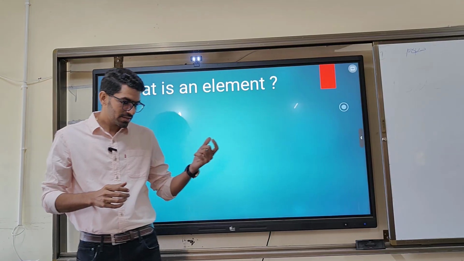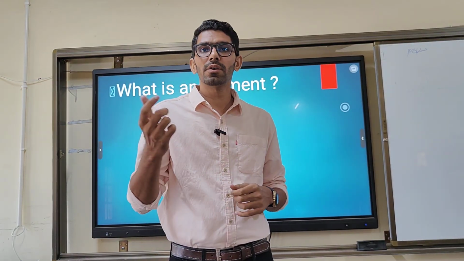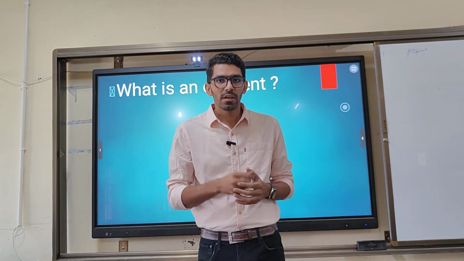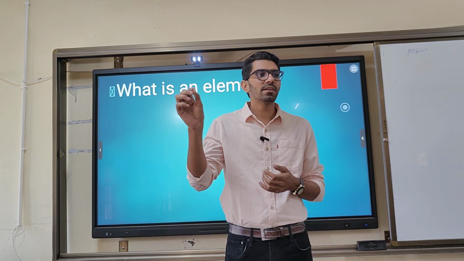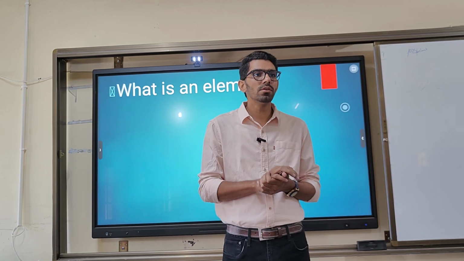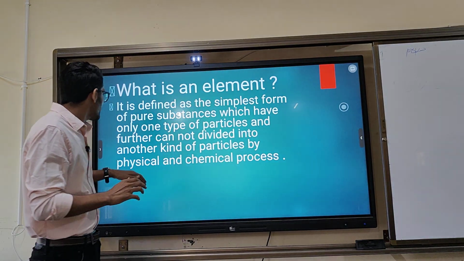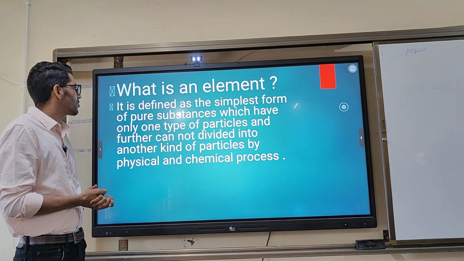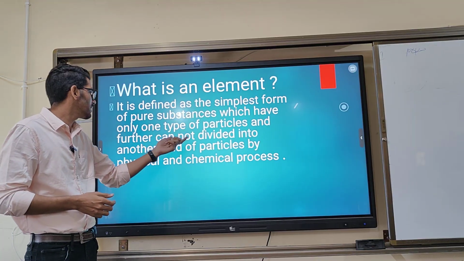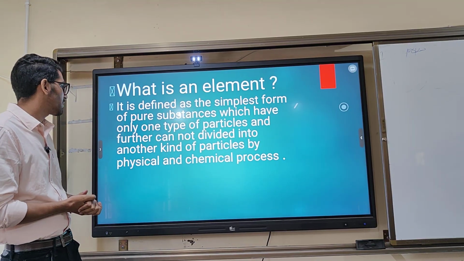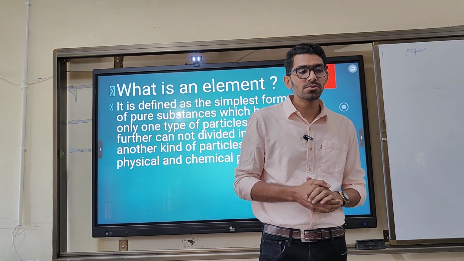It means, for example, we have an iron atom, or we can say we have a gold atom or element. If we try to break it into the smallest part, we always get iron atoms, or if we have gold, we always get gold atoms. So in all these cases, we can see it is defined as the simplest form of pure substances which have only one type of particles and further cannot be divided into another kind of particles by physical and chemical process.